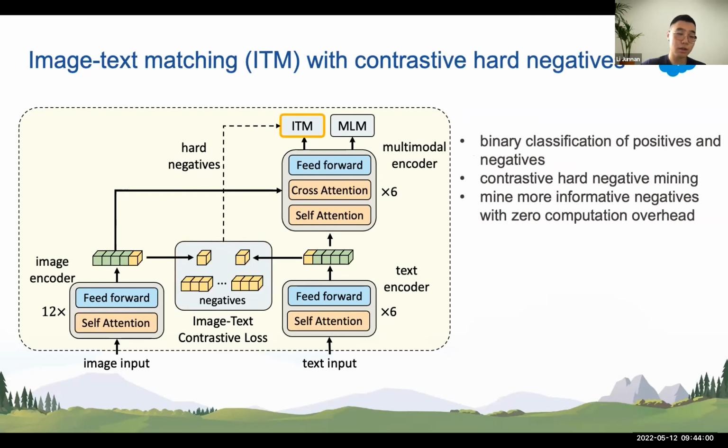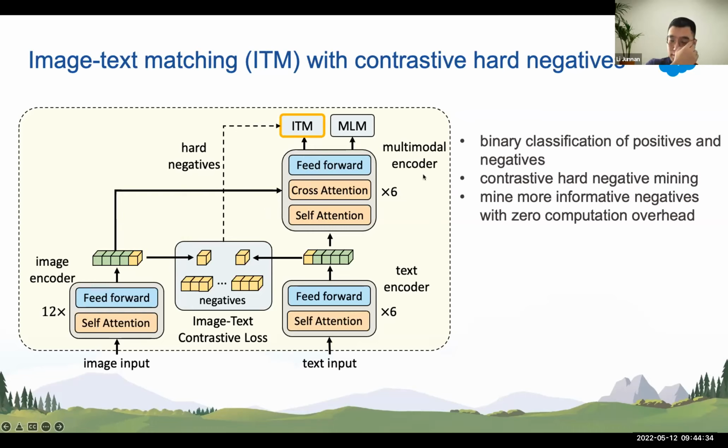Our second training objective is this image text matching loss. This loss aims to learn the multimodal encoder, the last part, including the cross-attention layer. So it is applied to the output of the multimodal encoder. It is a binary classification task that tells whether an image and text pair is positive, meaning that they are matched, or negative, meaning that they are not matched.